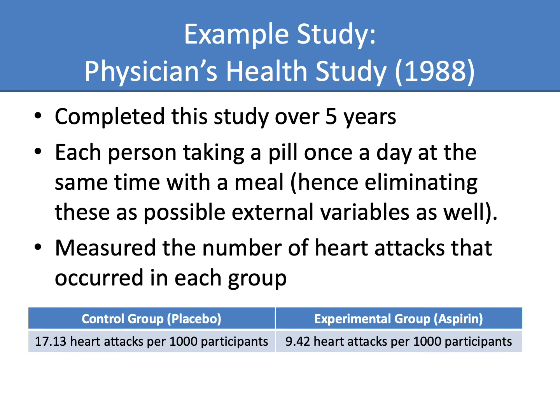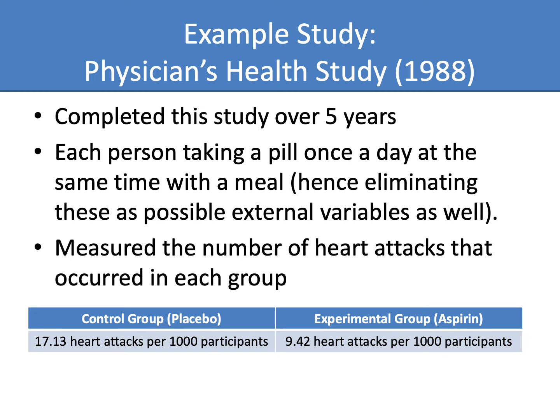So that eliminated some other extraneous variables that we didn't actually talk about. Whether or not you take a drug with food affects how it actually works in your body. So they've eliminated that extraneous variable. And then the piece they actually measured was the number of heart attacks that occurred in each group, and they decided to measure it as a rate per 1,000 participants.